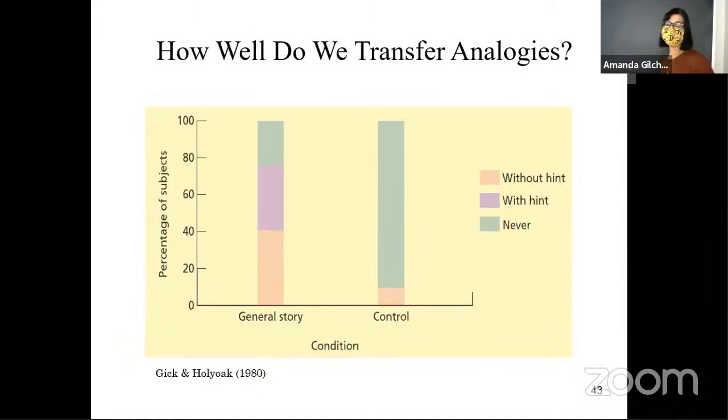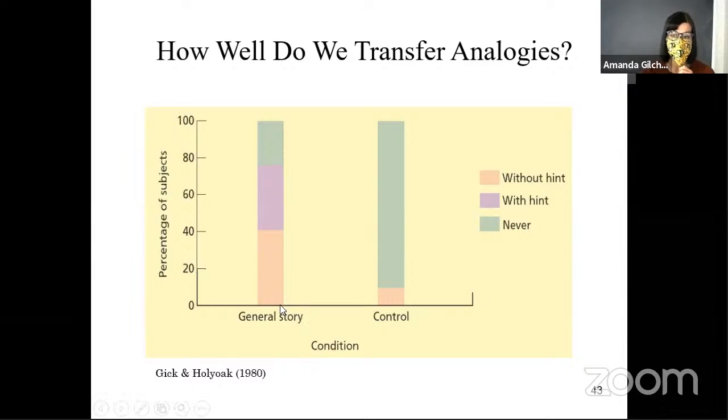So here's what's kind of interesting. This was originally a study by Gick and Holyoak in 1980. And you can see how well we actually do with transferring analogies. So we have our control condition. This is a weird graph, but this is based out of 100%. Almost over 80% of people never got the answer. A few people are able to get it without a hint. Most people don't get it though.